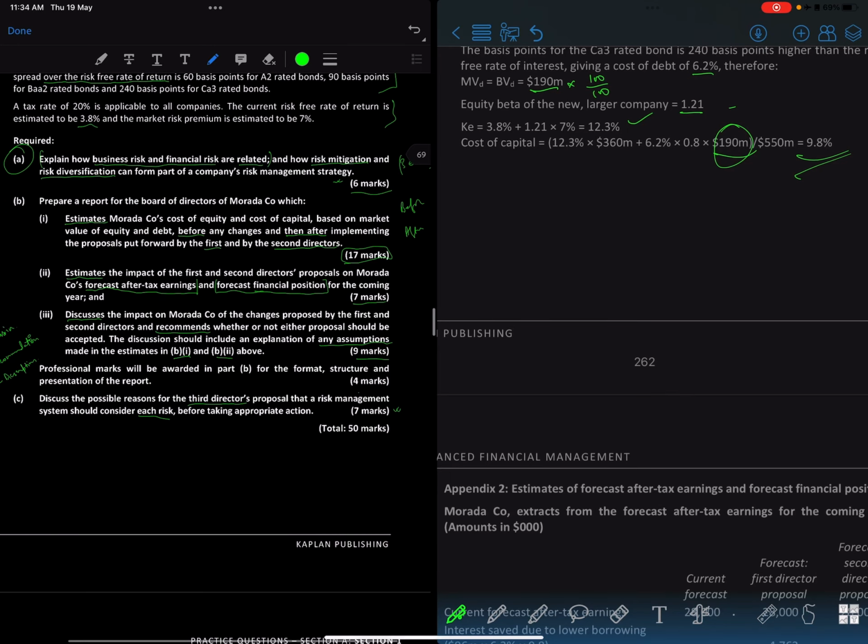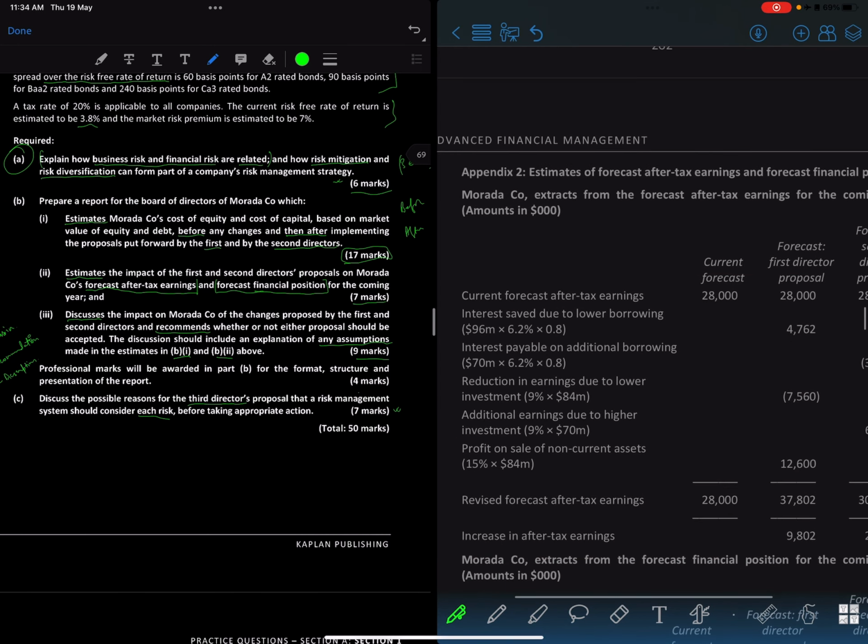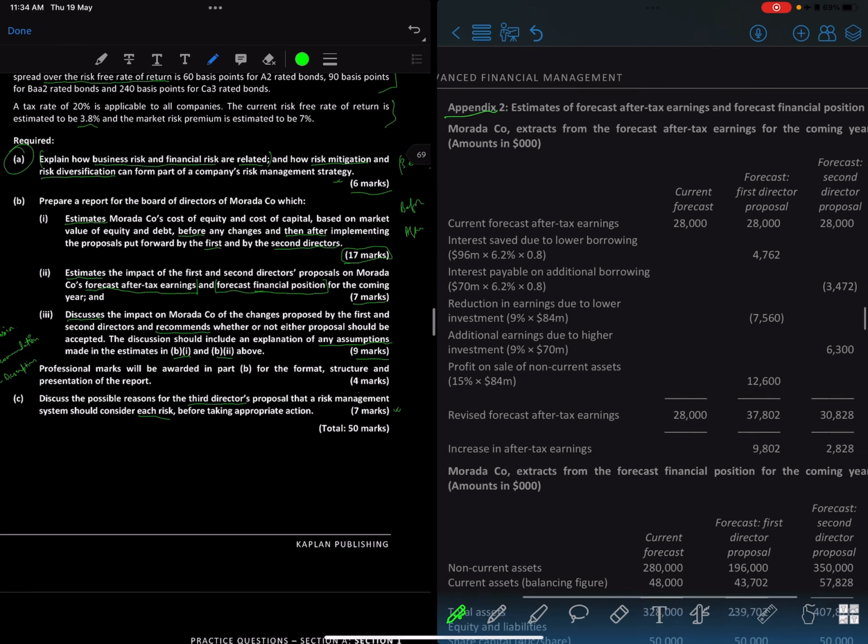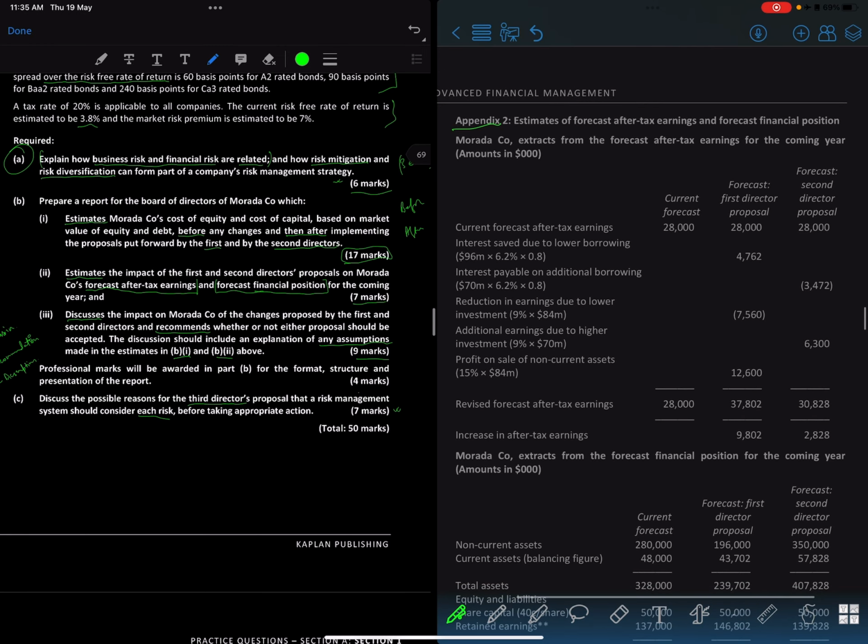And then we come to appendix 2. What do we need over here? Estimate the after tax earning. There were two parts to it. After tax earning based on first proposal and second proposal, right? And then we need to find the financial position as well, right? So okay, we can forecast the after tax earnings. So it's current and then forecasted, and then forecasted for the second director, right?